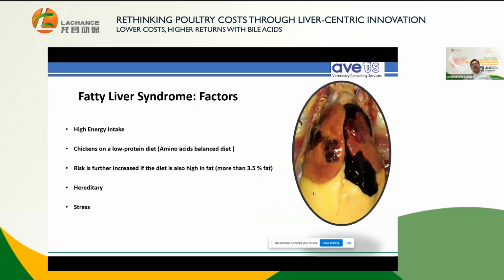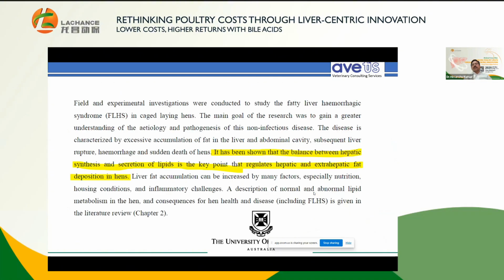High energy intake. Even they did the practice to offset the high price of the feed. People go for amino acid supplementation and reducing the crude protein. There also we have seen more of the fatty liver condition, and to a certain extent hereditary and stress factors. And particularly the fatty liver develops due to hepatic and extrahepatic fat deposition in the hens.